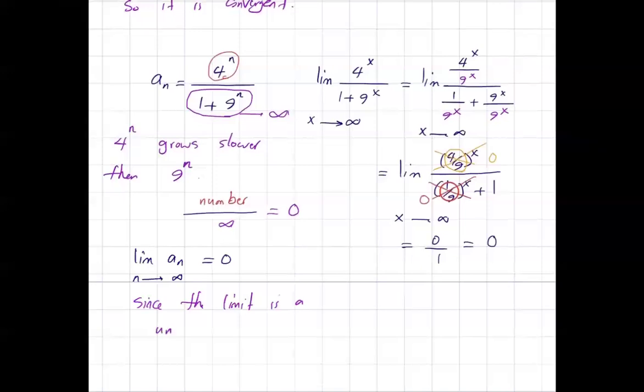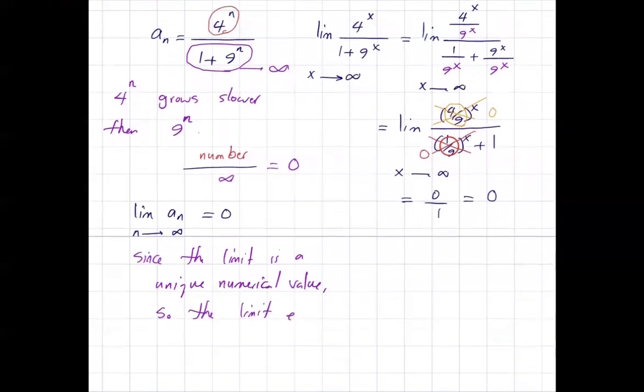So since the limit is a unique numerical value, the limit exists and the sequence converges to 0.